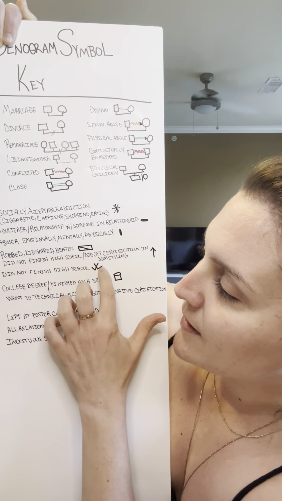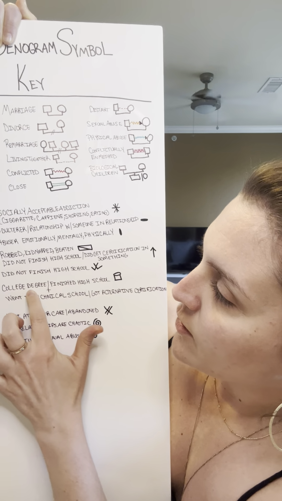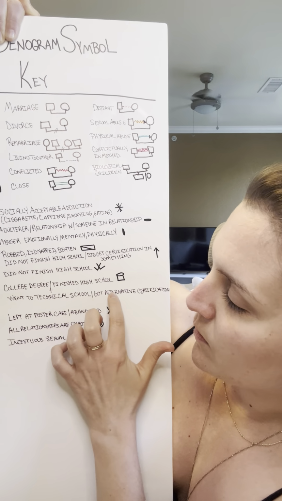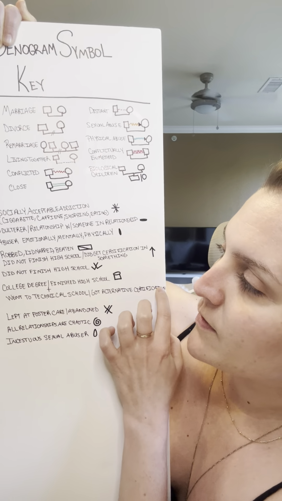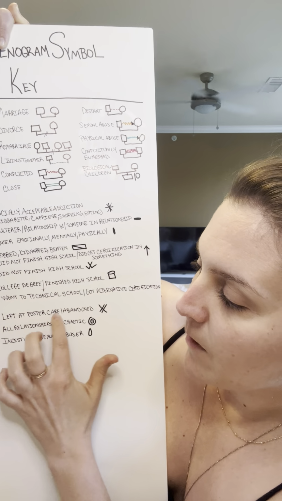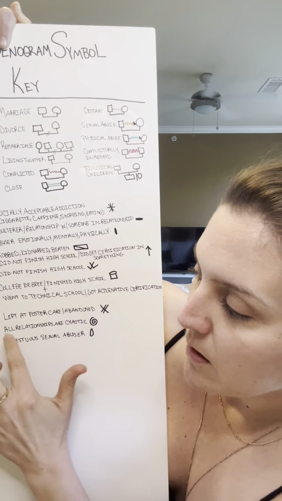Did not finish high school. College degree, finished high school, went to technical school, got an alternative certification. Left at foster care, abandoned. All relationships are chaotic. Incestuous sexual abuser.